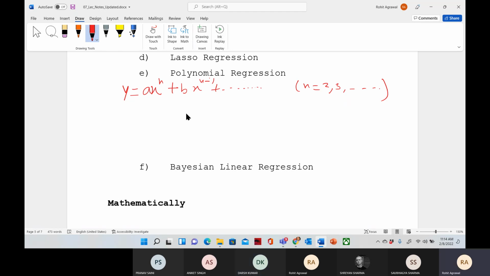Yes, sir. So now again, I'm writing this equation for one variable, that means only one feature. Okay? So n can be 2. For n equals 2, you have y equals ax square plus bx plus c, or you can say you have a parabola, something like this.